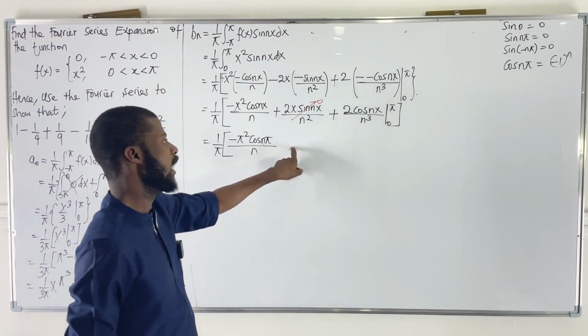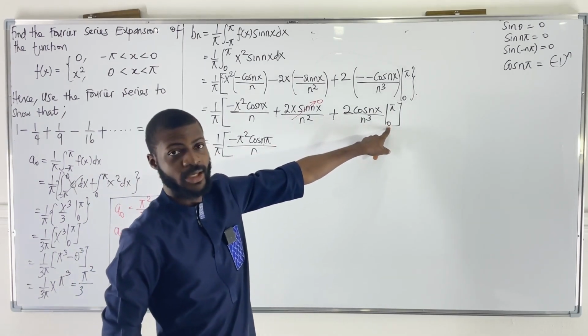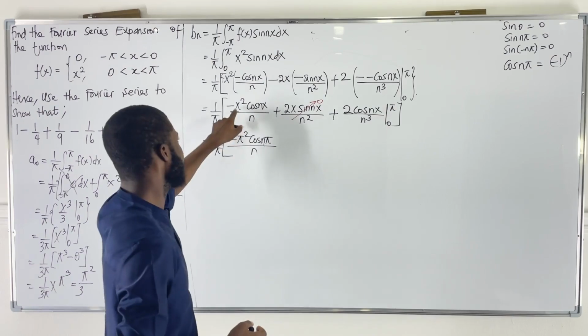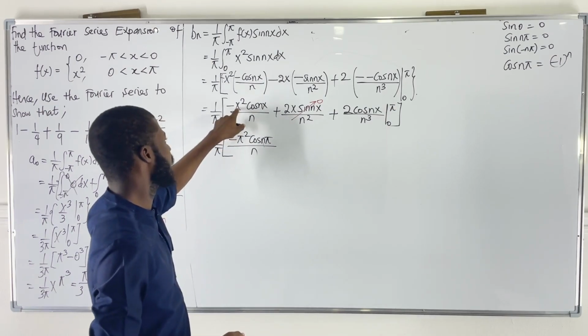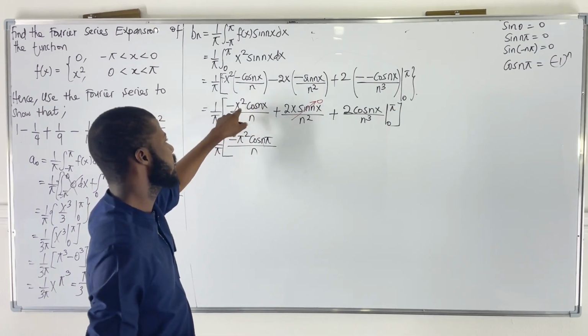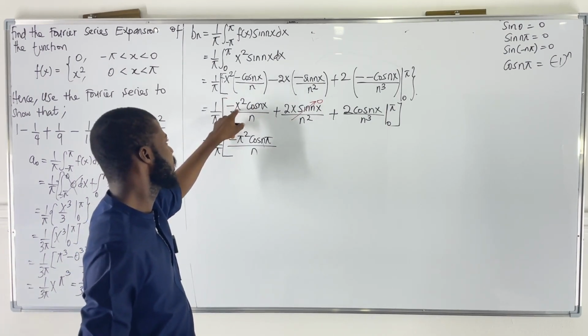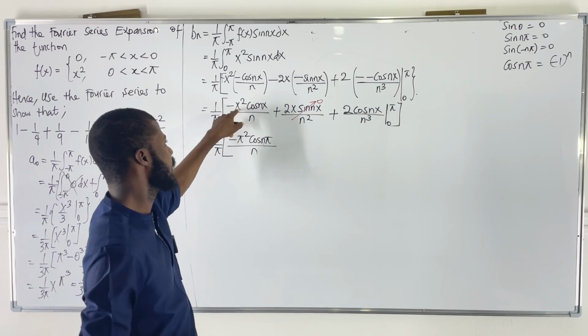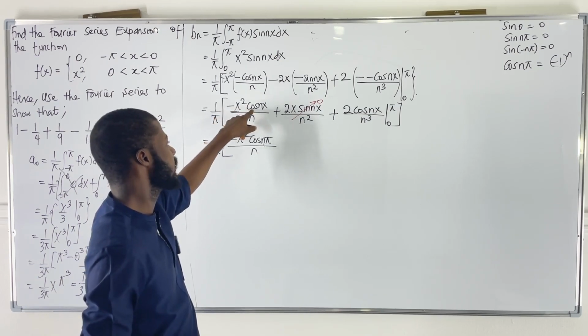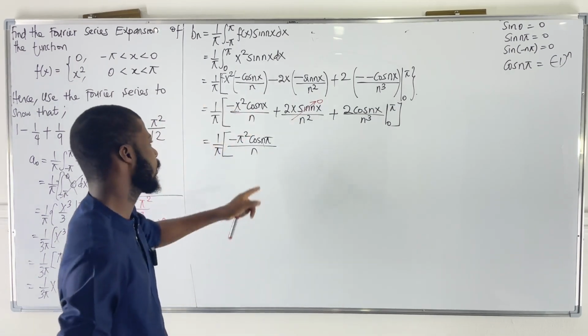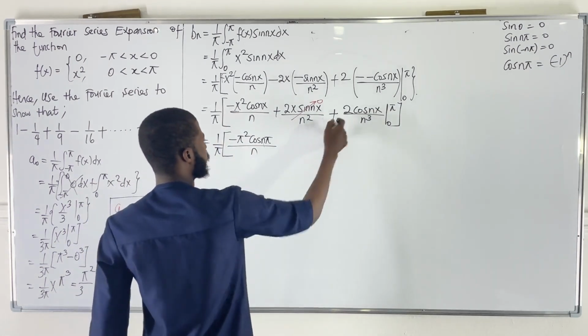Then for your lower limit, x will be 0. But let us save some time here. If this is x and you put 0 here, 0 times cos n pi will be 0. So this guy is gone. Because when you put in your 0 here, minus 0 times this will give me 0. So that one is gone. So let's go to this one.